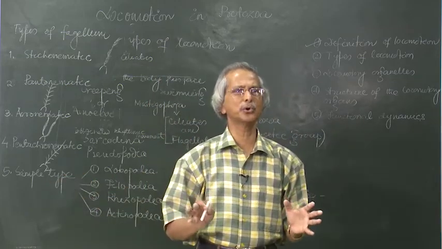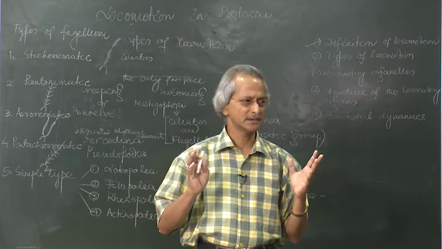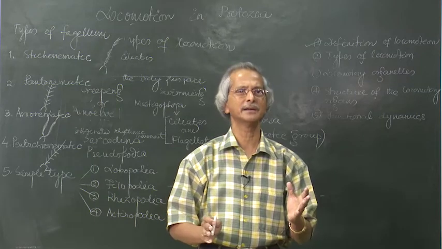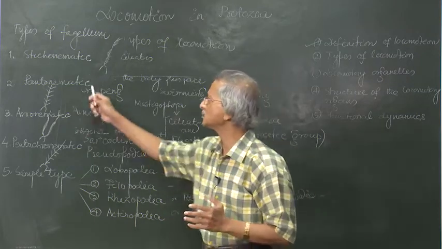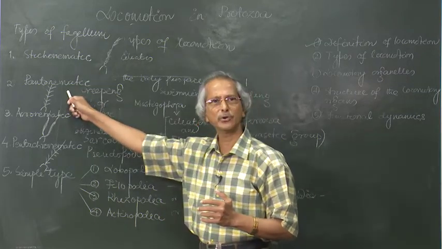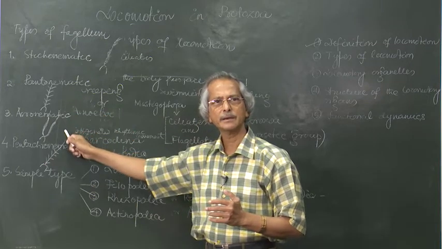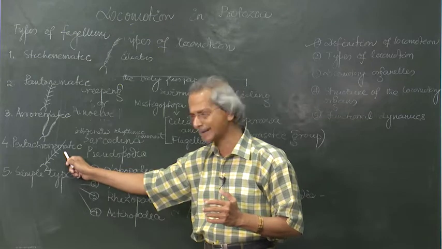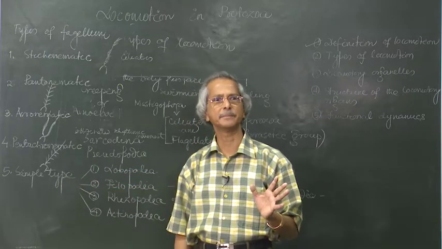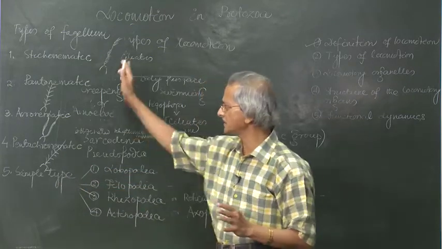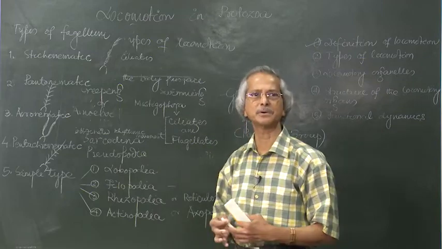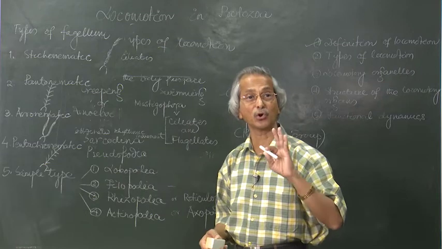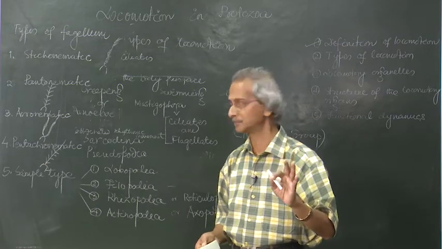So, in toto, as far as the different types of flagella are concerned, you find 5 different types: stichonematic, pantonematic, acronematic, pentachronematic and also the simple type. Okay. So, these are the different types of flagella. Let us see the microscopic ultrastructure of flagellum or cilia.